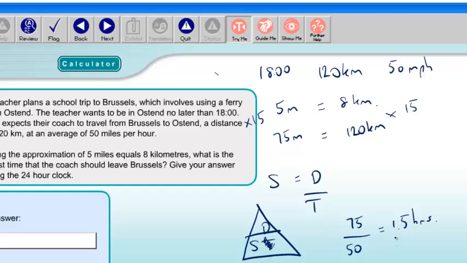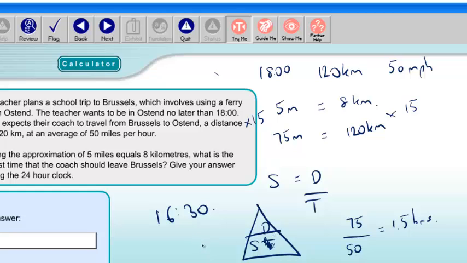So now that we know that, we can have another look at the question. If they're going to arrive no later than 6 o'clock or 1800 hours, they have to leave an hour and a half earlier than that, which is 1630 hours. So that was the answer to the question, a pretty nasty one.